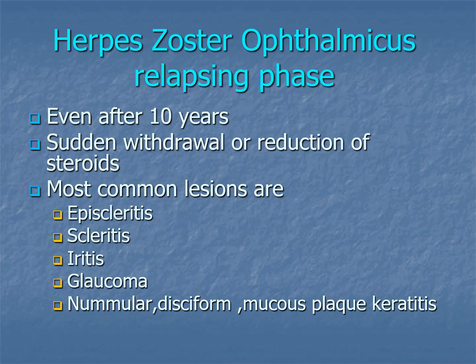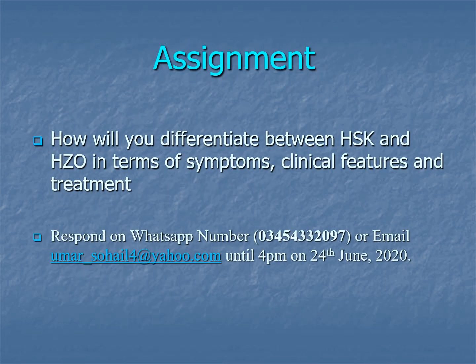Now come to the relapsing phase of herpes zoster ophthalmicus. It may occur or linger even after 10 years. It may be due to sudden withdrawal or reduction of steroids. The most common lesions in the relapsing phase are episcleritis, scleritis, iritis, glaucoma, and nummular, disciform, and mucous plaque keratitis may be present. So this is all about herpes zoster ophthalmicus.